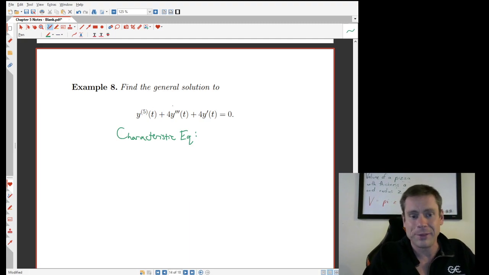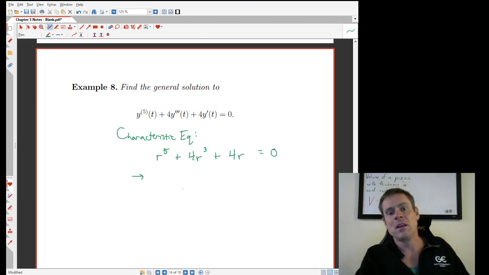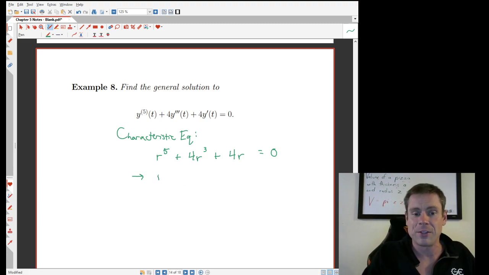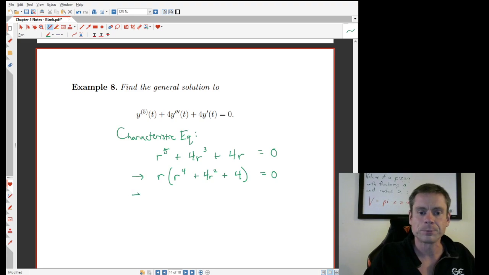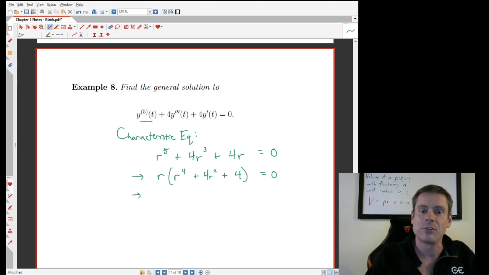And that is just replacing those derivatives of y with powers of r. I have r to the 5 plus 4r cubed plus 4r equals 0. It turns into a big factoring problem. I see that r is common to everything, so I'll factor that out. r times (r to the 4 plus 4r squared plus 4) equals 0. I'm expecting 5 roots here because it's a fifth order differential equation. So make sure that you have those.